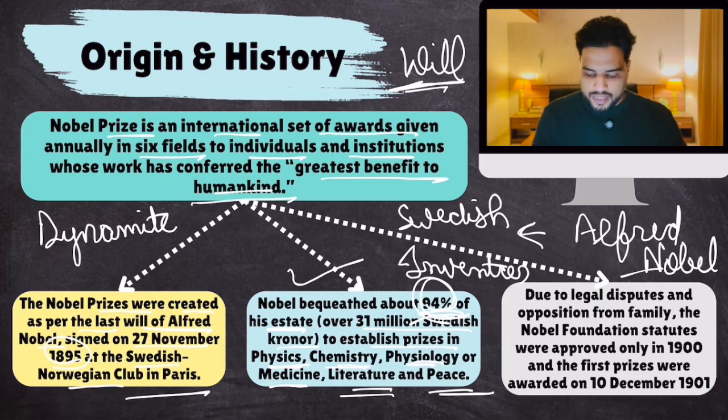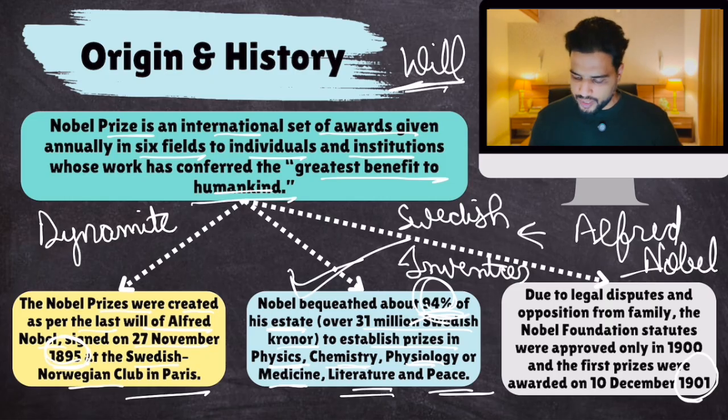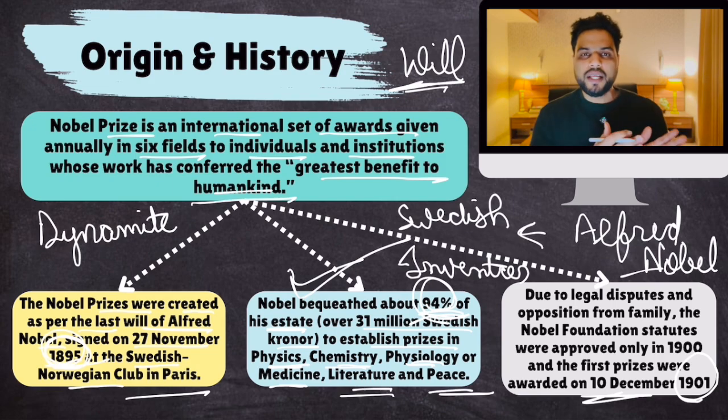So he wrote this in 1895, but the first Nobel Prize, as per Alfred Nobel's will, was delivered in 1901 on his anniversary. Okay. So remember this, he wrote his will in 1895, but family members disputed this, so the legal battle went on. Due to legal disputes and opposition from family, the Nobel Foundation statutes were approved only in 1900, and the first prize was given in 1901.